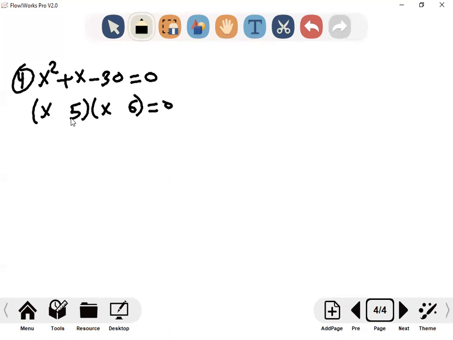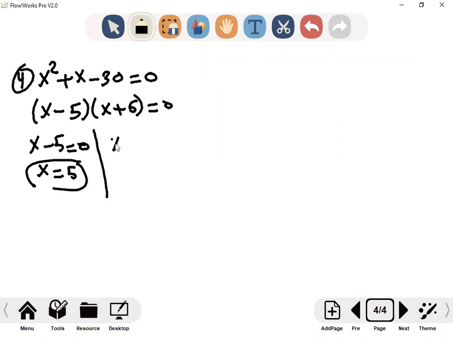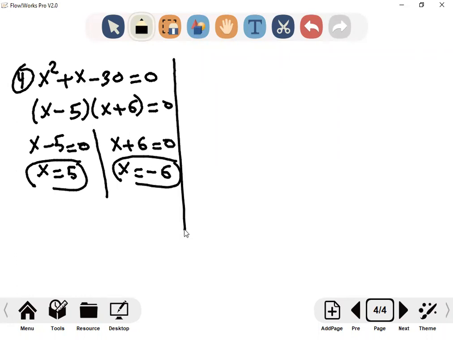Okay? And we said if this is negative, this takes the bigger. Now check again. Positive 6 times negative 5, or 6 minus 5, 1. So x minus 5 equals 0. X equals 5. Or x plus 6 equals 0. X equals negative 6. This is question 4.